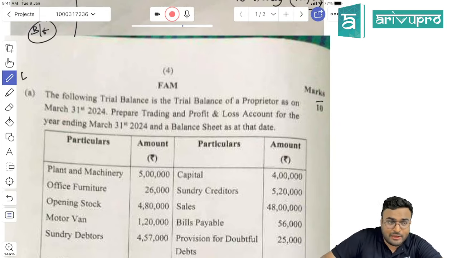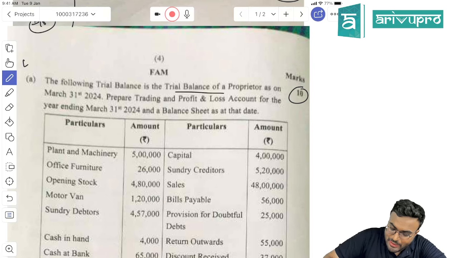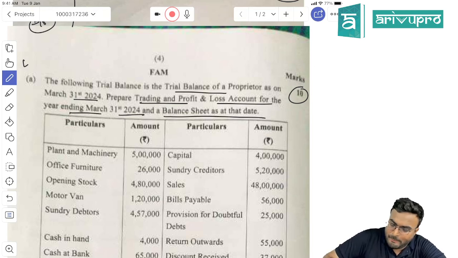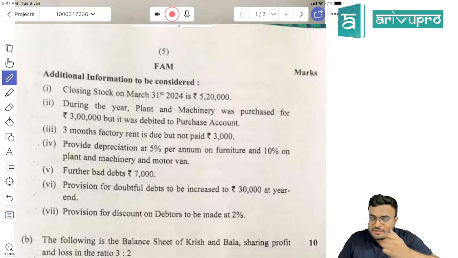They have asked final accounts. Okay, the following trial balance is the trial balance of a proprietor as on 31st March. Prepare trading account and P&L account for the year ending 31st March 2024 and balance sheet as at that day. See, we'll see what they have asked. Let's go into the adjustments first.